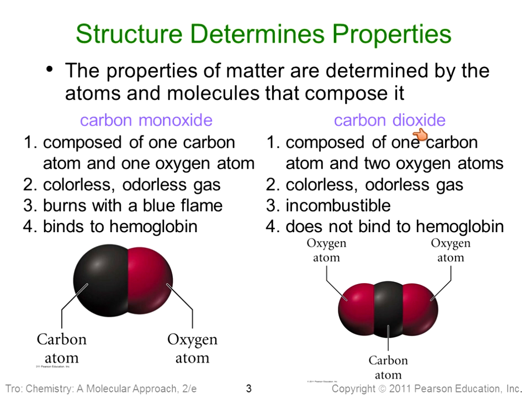Look over here with carbon dioxide. Its structure is one carbon atom connected to two oxygen atoms. And look what happens to the properties when we add an extra oxygen atom. It still remains colorless and odorless as a gas, but it does not ignite, it's incombustible, and it does not bind to hemoglobin.